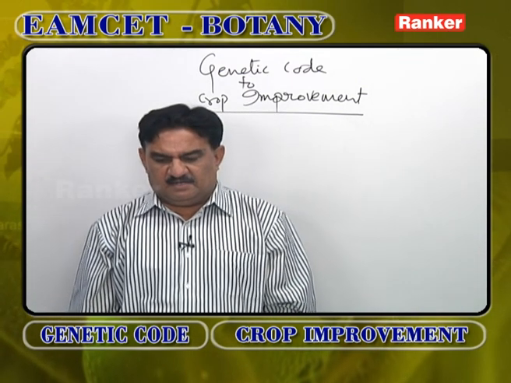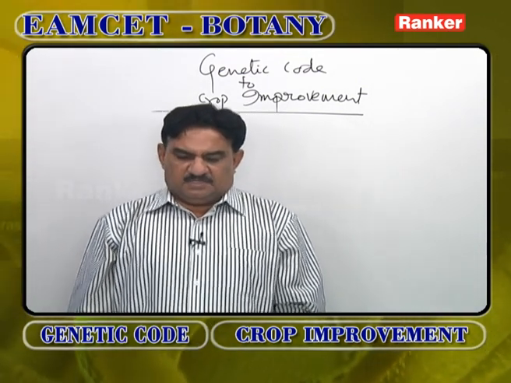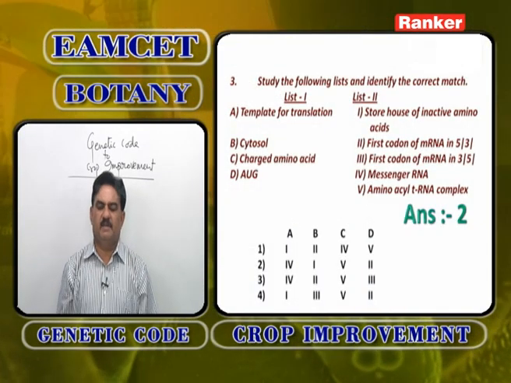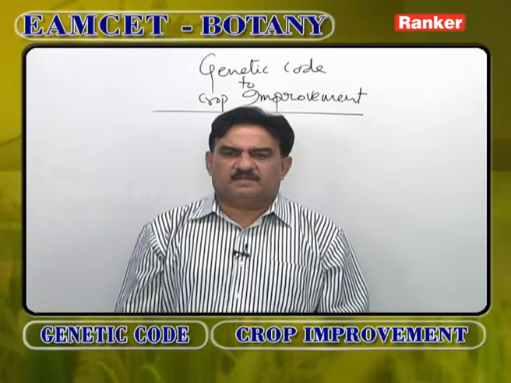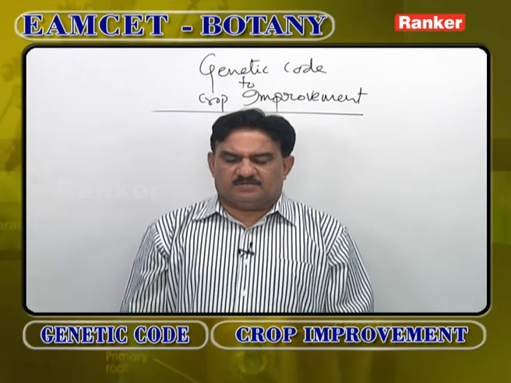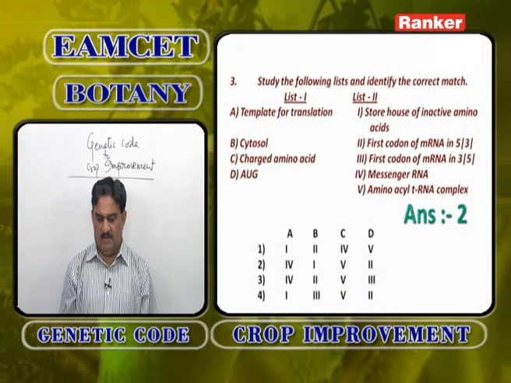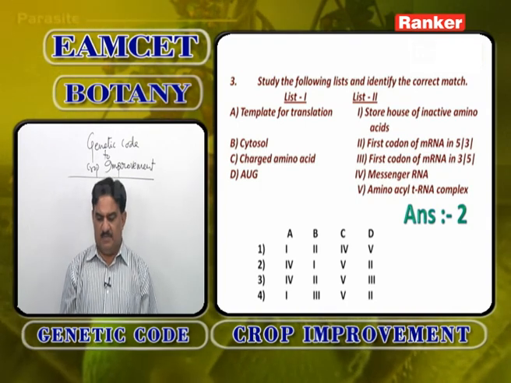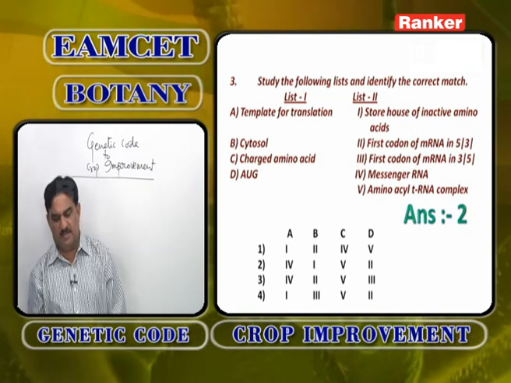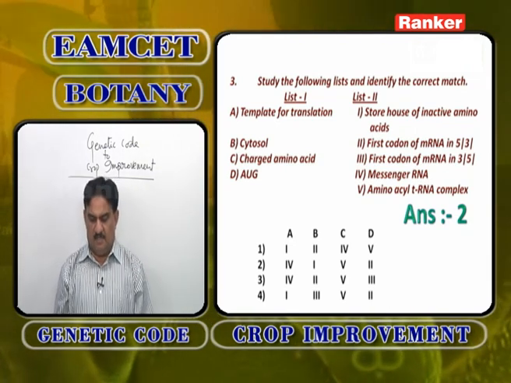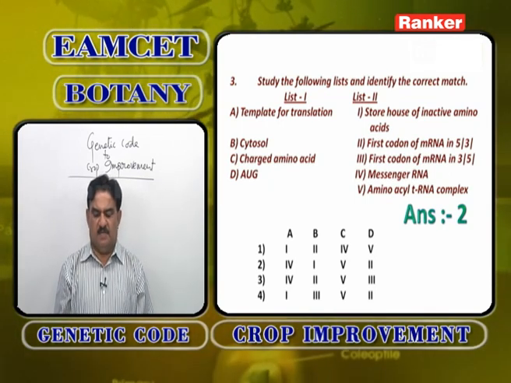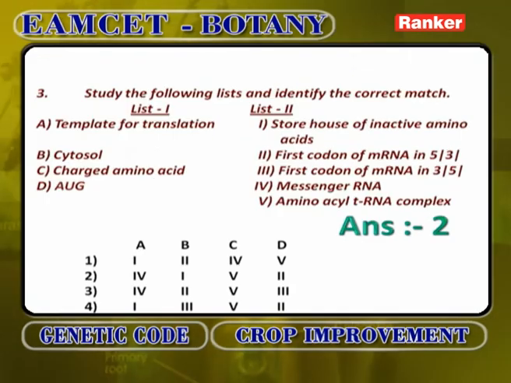AUG is the first codon of mRNA from 5 prime to 3 prime, because protein synthesis always occurs from 5 prime to 3 prime, not 3 prime to 5 prime. So, template for translation is messenger RNA. Cytosol is the storehouse of inactive amino acids. Charged amino acid is amino acyl tRNA complex. AUG is first codon on 5 prime to 3 prime end. So, A4, B1, C5, D2. This is a matching regarding protein synthesis and genetic code.